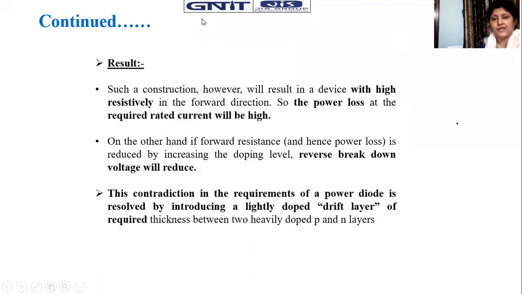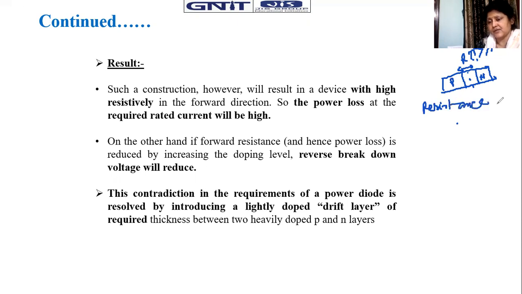Now, as we have constructed a very lightly doped region present between P and N, what about the resistance of that region? The resistance of that region is very high, right? That means the resistive property, the resistance of that depletion layer, will be very large.